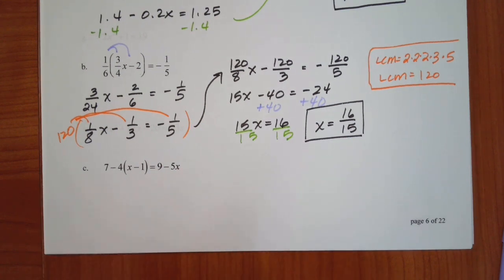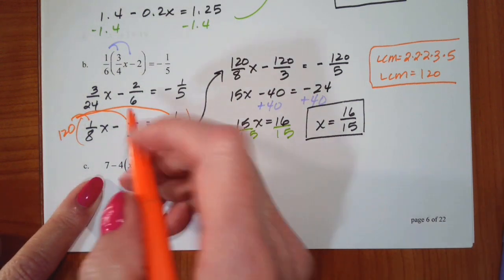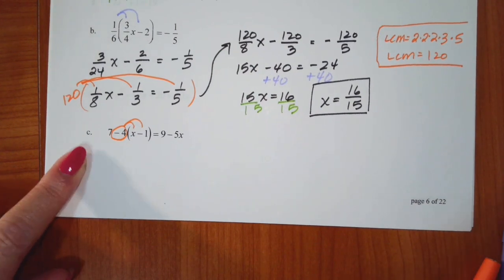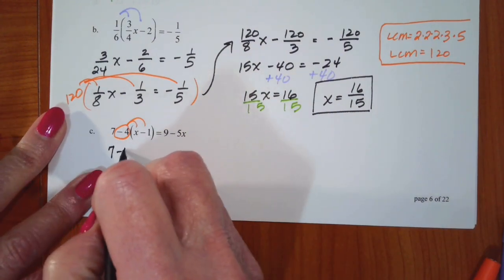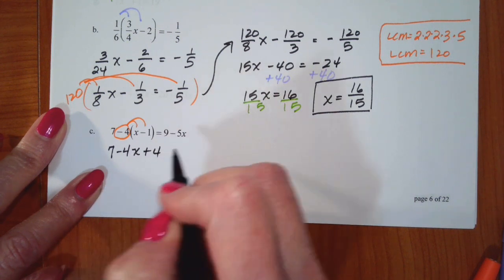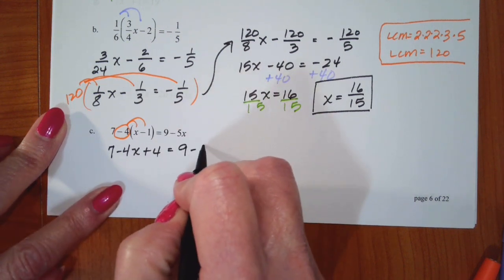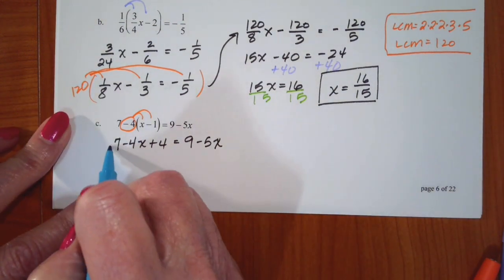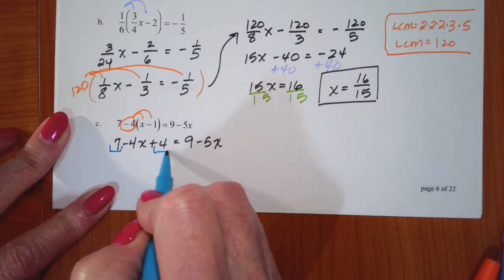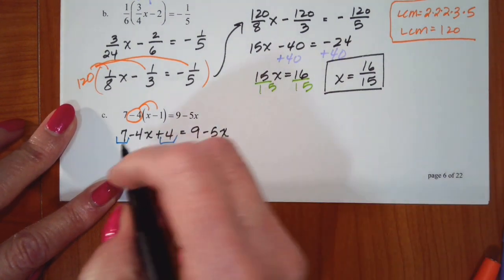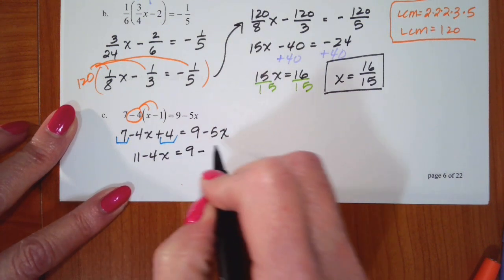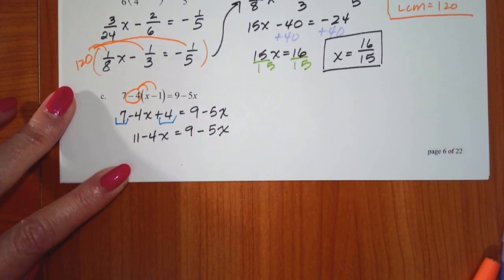Okay, no fractions, no decimals, yay. Let's see what happens. Okay, so the first thing I'm going to do is clean up this side. So I'm going to have to distribute my negative 4. So that gives me 7 minus 4x plus 4 is equal to 9 minus 5x. I'll combine my like terms over here. So that gives me 11 minus 4x is equal to 9 minus 5x.